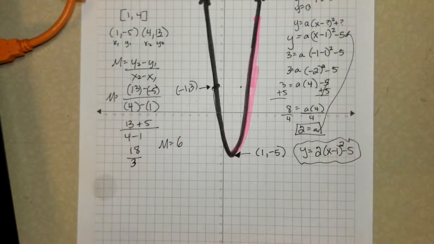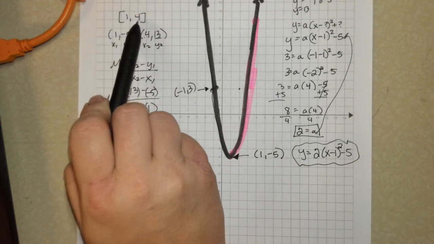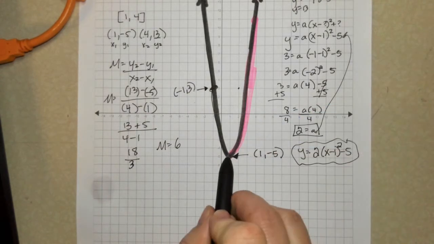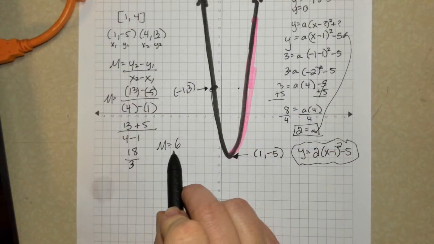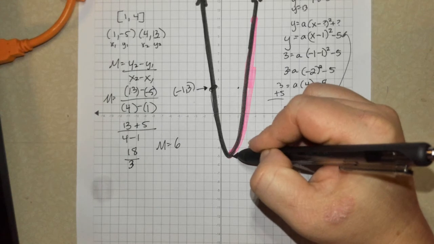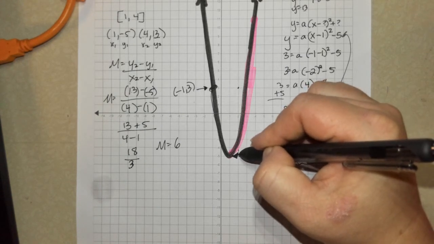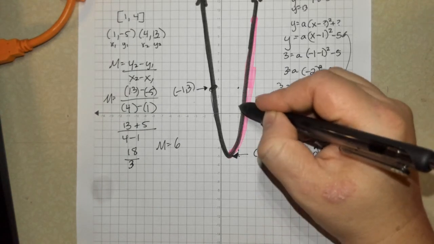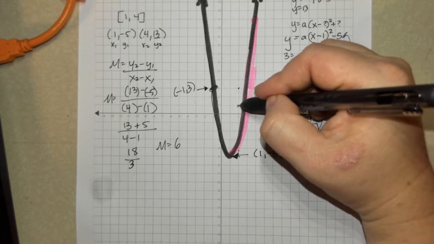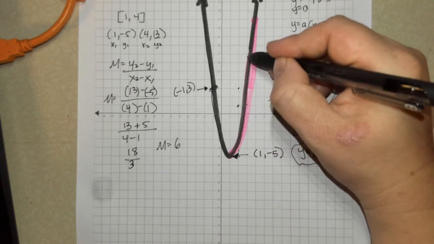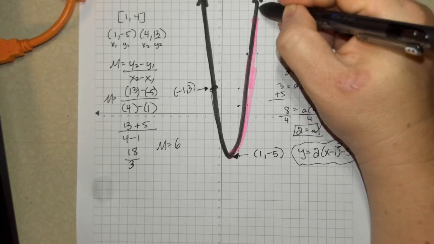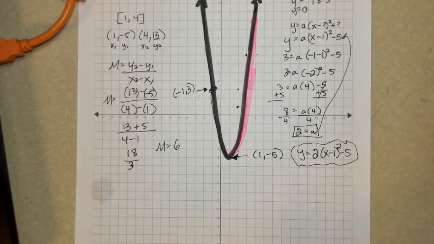What does that really mean? Over this specific interval, on average, for every unit you move to the right, you're going to move up 6. It's not going to be exact, but on average, move over 1, and then I should be able to move up 6. Move over 1 and move up 6. That is on average. It's not going to be exact.